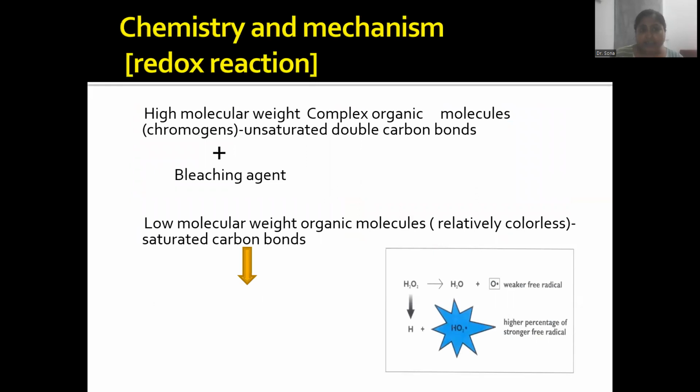Basically, these stains are high molecular weight complex organic molecules, and when these bleaching agents, namely hydrogen peroxide, are applied onto the tooth, this organic pigmentation is converted into low molecular weight organic molecules, which are relatively colorless, or they have the property of reflecting the lighter shades of the spectrum, thus making the tooth appear lighter.